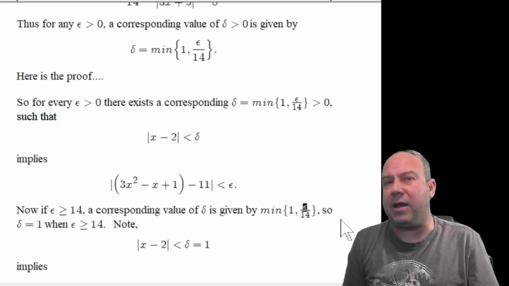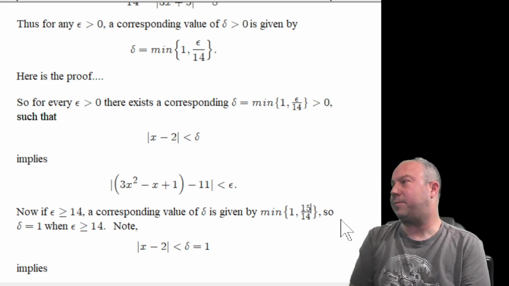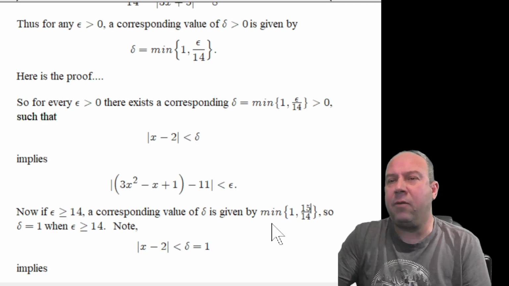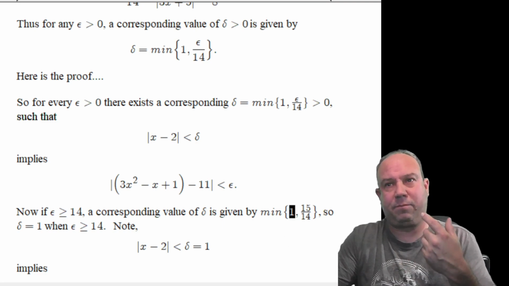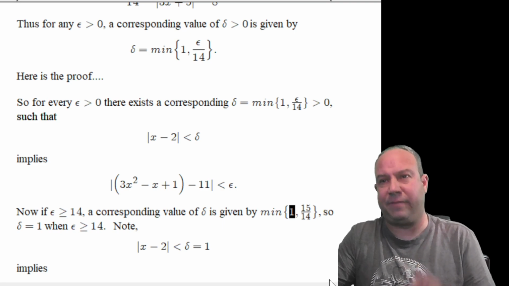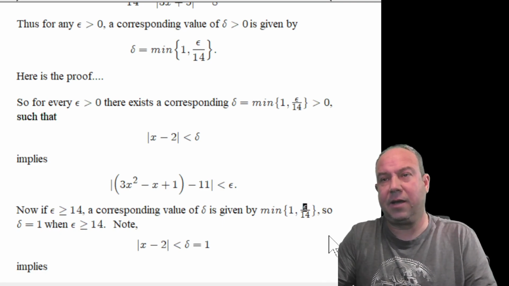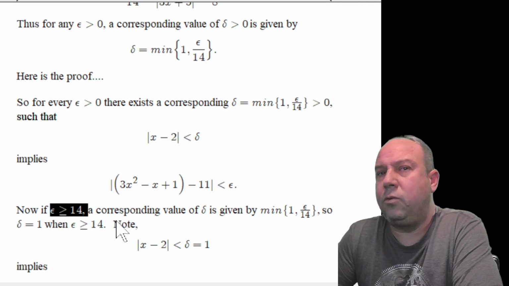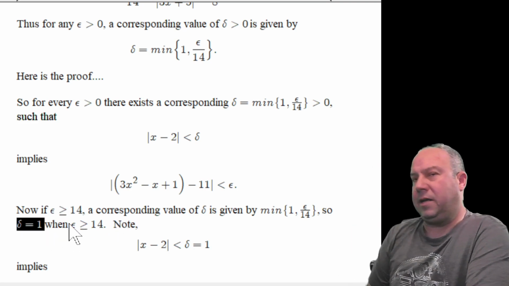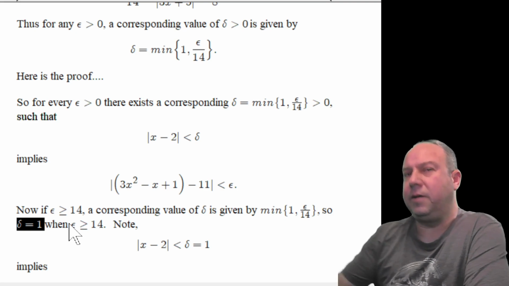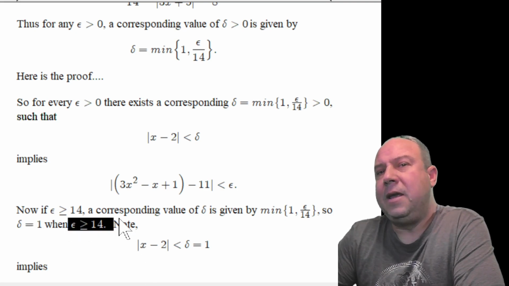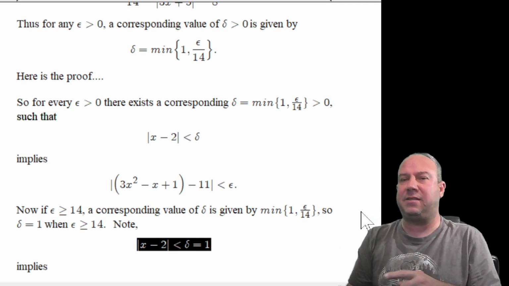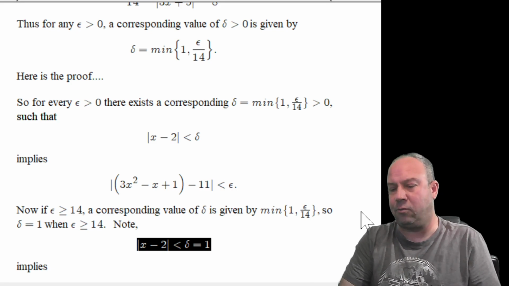But if epsilon is greater than 14, let's say it's 15, well, 15 divided by 14 is bigger than 1, and we would revert our choice back to the first choice we have, which is just the value of 1. So we consider the case for epsilon greater than 14 to begin with, which will always have us picking a delta equal to 1. Now, if we take note, in that choice, the absolute value of x minus 2 being less than delta would imply that it's also less than 1.